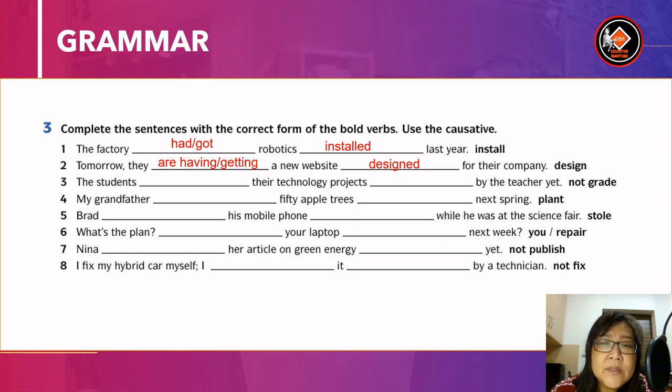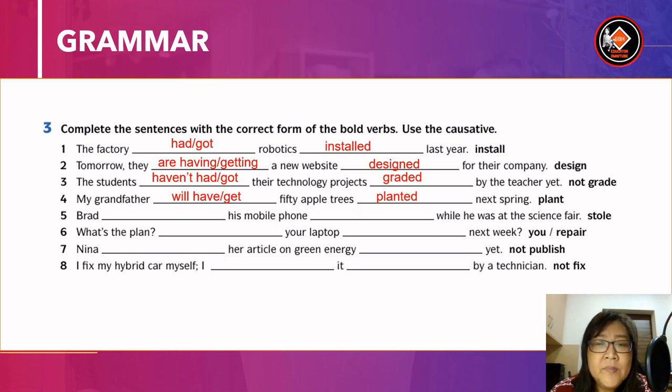Number 3: the students, their technology projects by the teacher yet, so not great. So the students haven't had or haven't got their technology projects graded by the teacher yet. Number 4: my grandfather 50 apple trees next spring. So the given word is plant. My grandfather will have or will get 50 apple trees planted next spring.